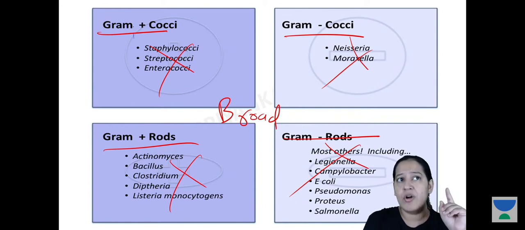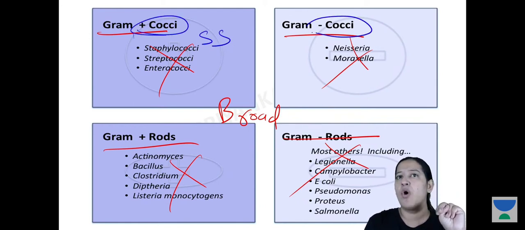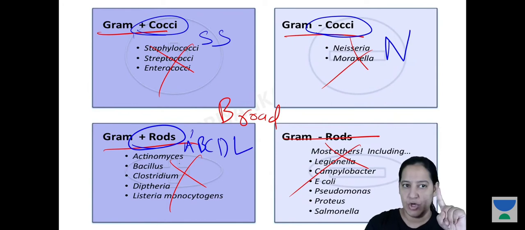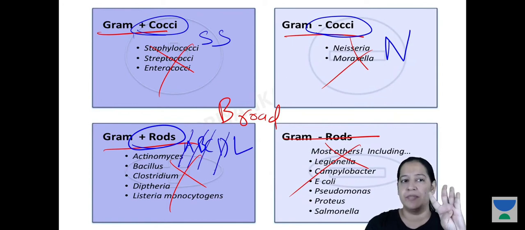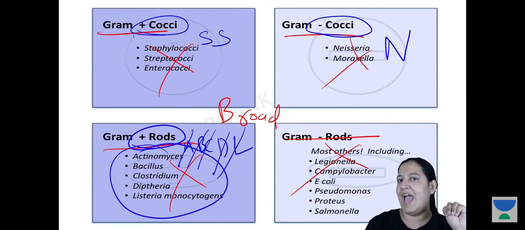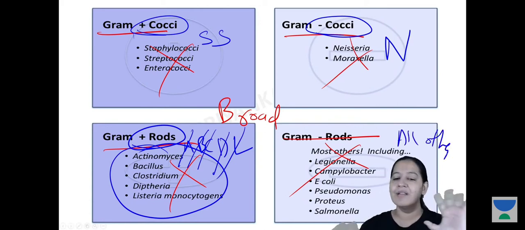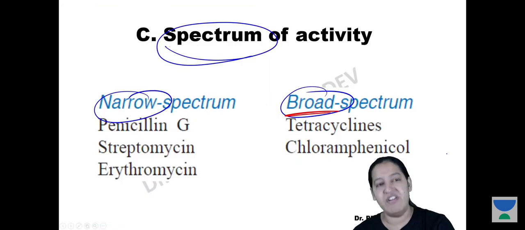You should know gram positive cocci are only 2, staph and strep. You should know gram negative cocci is only 1, Neisseria. Gram positive rods A, B, C, D, L. So actinomycetes, bacillus, clostridium, diphtheria and listeria. You can see A, B, C, D, L. And all others are gram negative rods.